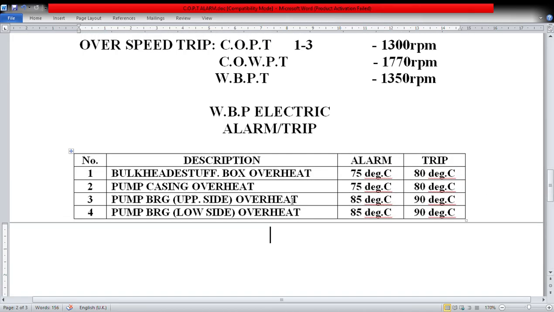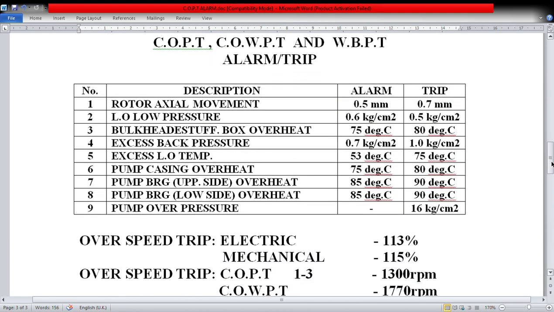Pump casing overheat is 75 degrees and 80 degrees. Pump bearing upper side overheat is 85 degrees and 90 degrees, simultaneously alarms and trips. Pump bearing lower side overheat has the alarm, and then we have the trip at 90 degrees centigrade. So the temperatures range around these values, except one temperature in the 53-degree range, which is for your lube oil: at 53 degrees we have the alarm, and at 75 degrees we have the trip.